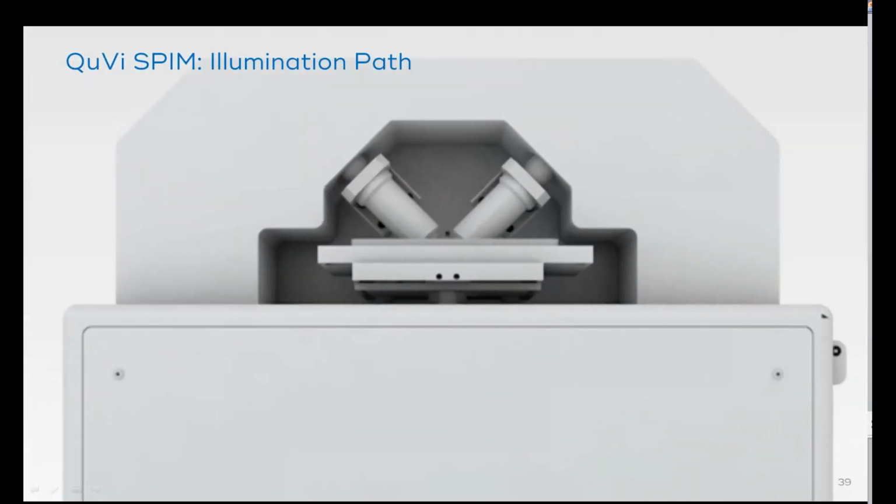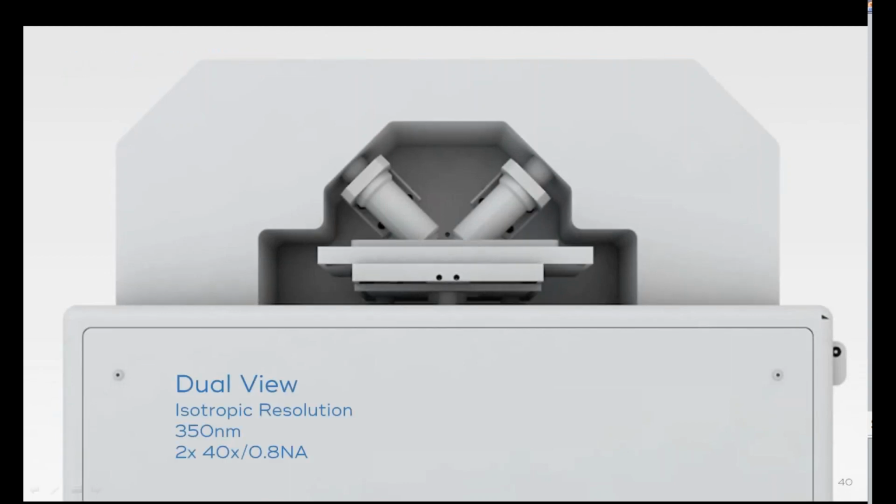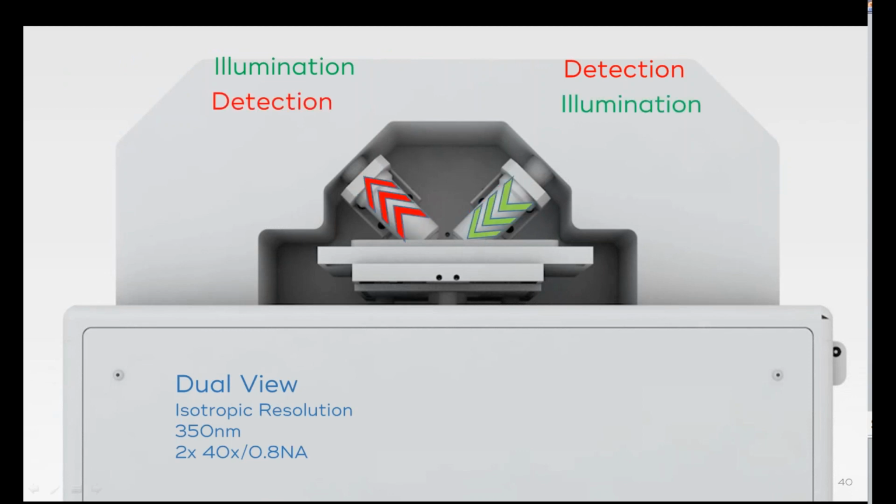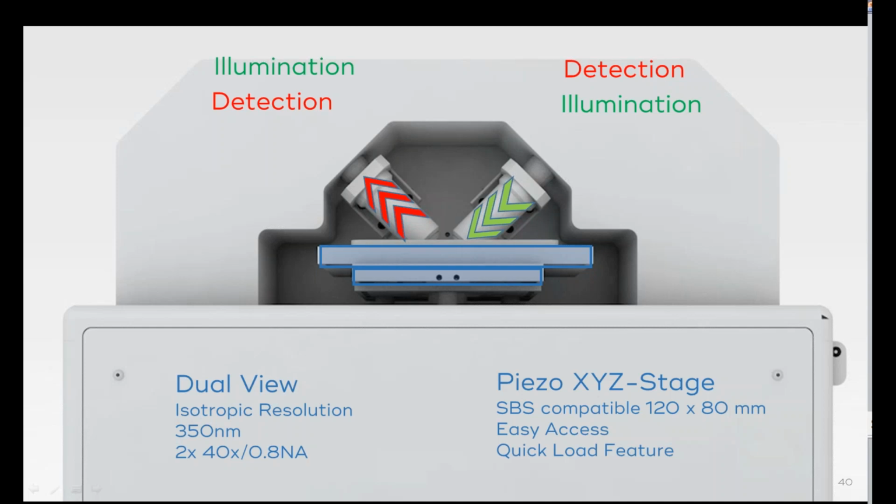And here we go. Give you an idea how this system works. Again, upright geometry. And what we will do is illuminate with two 40x water dipping objectives to get a dual view of our sample. So the way in which this works is we illuminate from one side and detect on the opposite, and then we'll flip the beam path so that the illumination comes in from the objective that was the detection axis and then goes through the opposite objective, allowing us to get a dual view of the sample, giving us isotropic resolution along the order of about 350 nanometers.